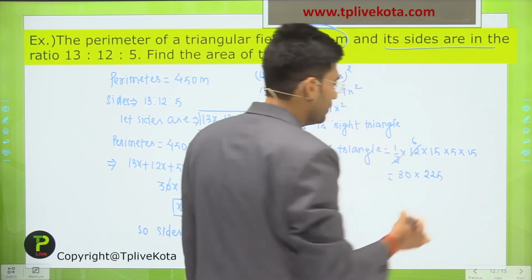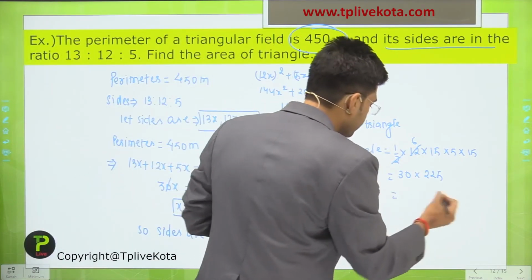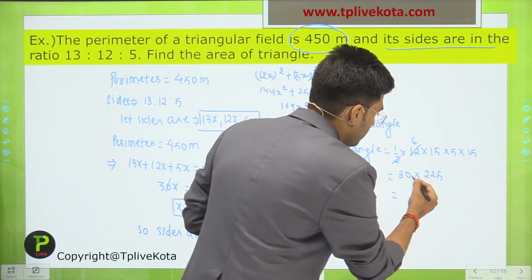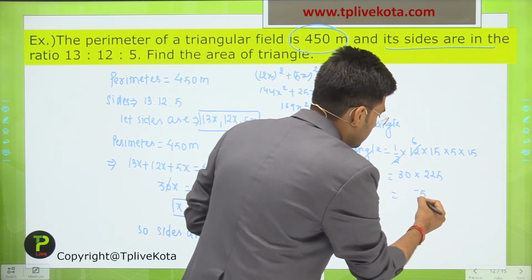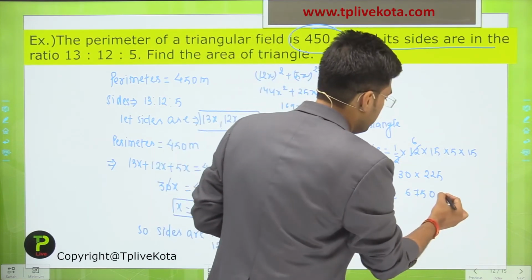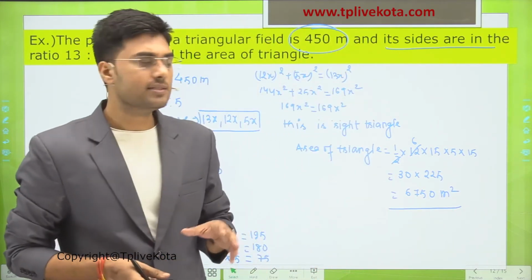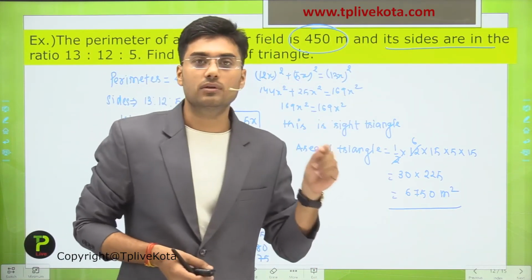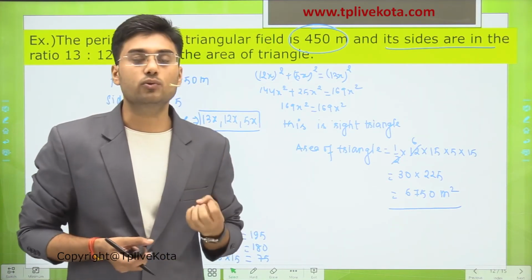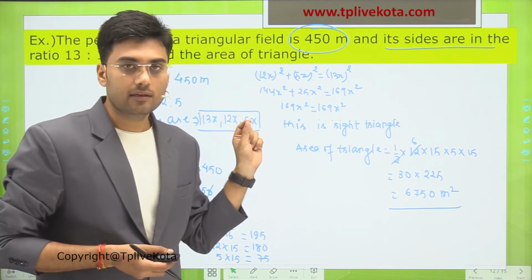225. 15 square is what? 225. So we can write it as 6750, and the unit is meter. So we can write it is meter square. Clear? So students, sometimes we have to select the appropriate method to save the time. Here we can find the area of triangle by this method only.